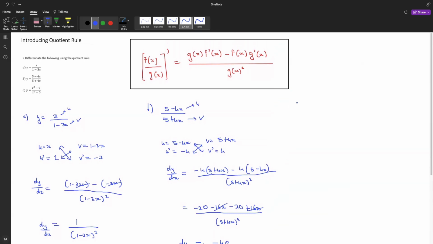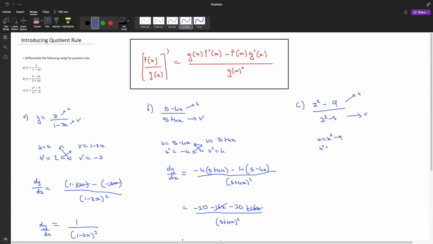Okay, and now for our final question. This one's a bit trickier because we've got some exponents now, but it's still the same process. We've got x squared minus 9 over x squared minus 5. Again, as always, top is going to be u, bottom is going to be v. So u is equal to x squared minus 9, which means the derivative of u is 2x. And if v is equal to x squared minus 5, then the derivative of v is also 2x.